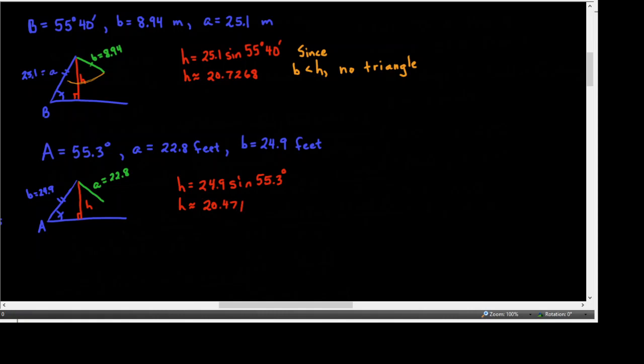Okay. So this time, H and A are not the same, so it's not a right triangle. This time, side A is longer than H, and that implies two triangles. And that means we get to find both of them.